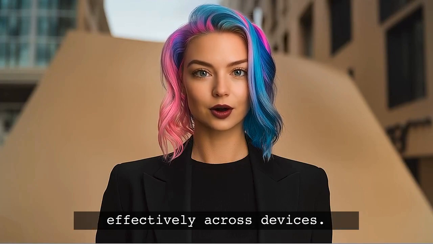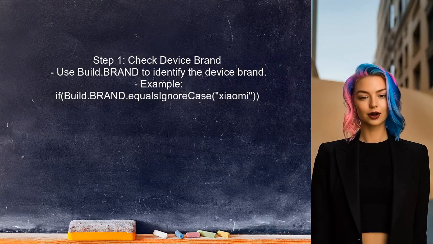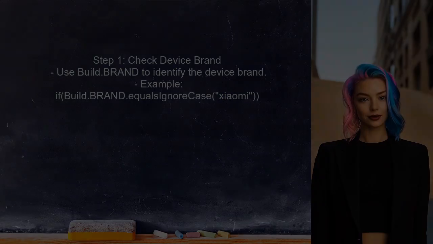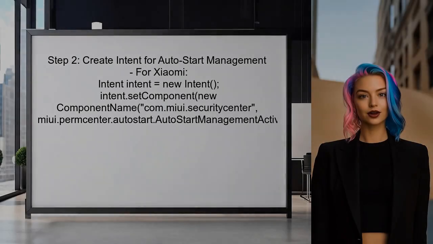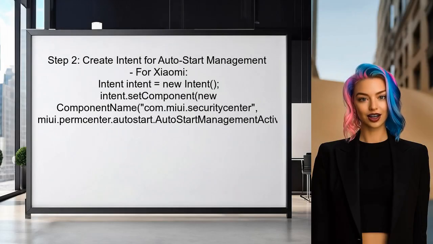To enable auto start permissions programmatically, the user should first check the device brand. This is important because different brands have different methods for managing these permissions. Next, the user can create an intent to open the auto start management activity specific to the device brand. For example, if the device is a Xiaomi, the user should set the intent to the Xiaomi Security Center.